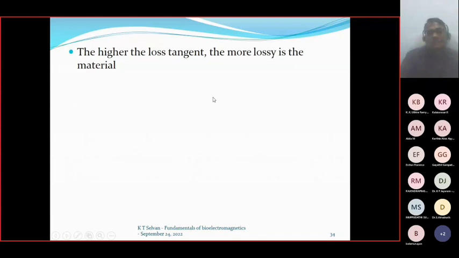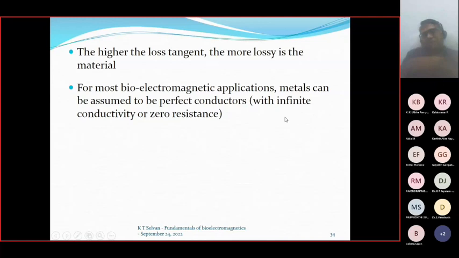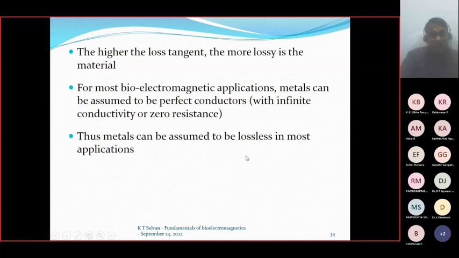For most bioelectromagnetic applications, when we consider the pacemaker or any devices, we assume metals to be perfect conductors, which means they have infinite conductivity and zero resistance. We assume them to be lossless. That is an approximation.